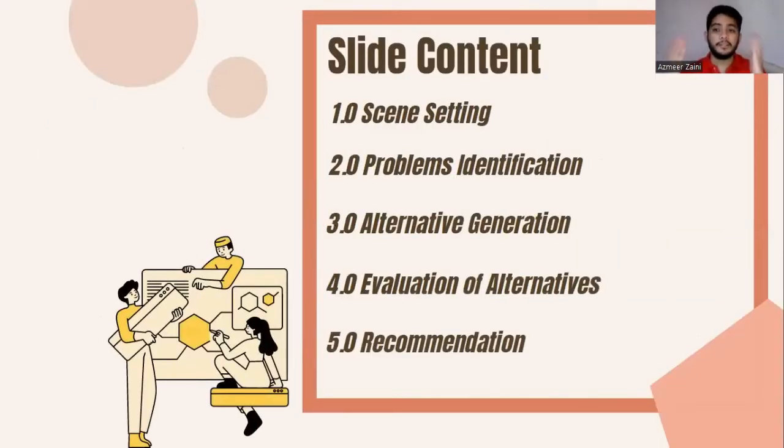All right. As you can see shown in the slides, we have all the contents that are needed to be presented for our presentation. We have 1.0 scene setting, 2.0 problems identification, 3.0 alternative generation, 4.0 evaluation of alternatives, and last but not least, 5.0, which is the recommendation. Now, I am going to pass it to the next presenter to start off our slide presentation with 1.0, which is scene setting.